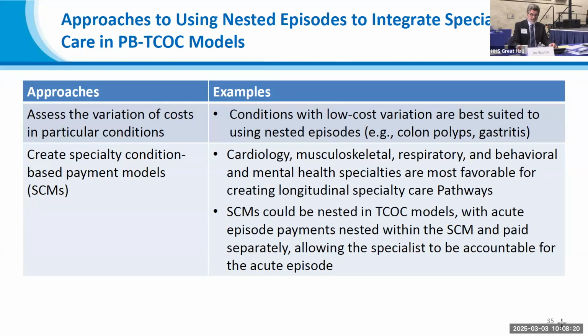For emphasis, this slide calls out two different potential approaches for nested specialty episodes. The first recognizes the opportunity for low-cost variation specialty services such as GI, gastroenterology, and the treatment of polyps or gastritis as a nested total cost of care model. The second idea recognizes the opportunity to nest specialty condition-based payments in total cost of care models as well.